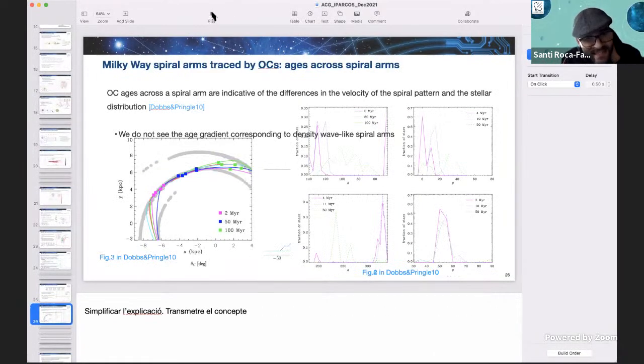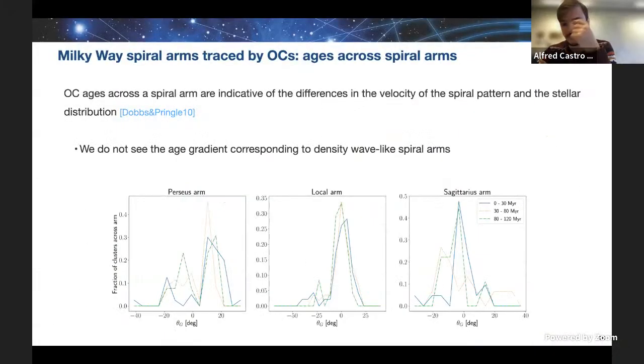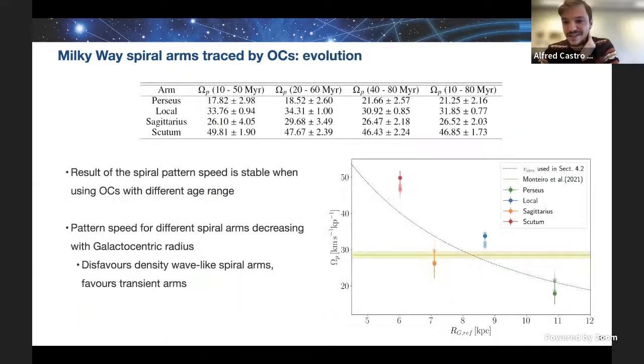You can see it in which one? In this one, Sagittarius, you can see somehow there is a kind of... But okay, here you say that Sagittarius is compatible with solid rotation. Yeah, with rigid rotation. And why that?